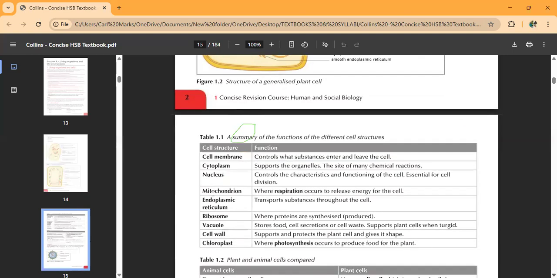So you had to complete writing this table for me. So we're going to go through the table quickly. Now remember, cell membrane, think of it as the door of the cell. It controls substances that enter and leave the cell, right? That's simple. Cytoplasm now, it supports the organelles, and within the cytoplasm, you have many chemical reactions happening. Now remember, our cells are living and they carry out chemical reactions in order to function. And a lot of those happen in the cytoplasm.